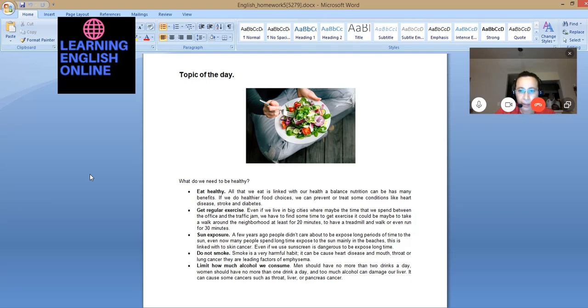Sun exposure. A few years ago, people didn't care about being exposed for long periods of time to the sun. Even now, many people spend a long time exposed to the sun, mainly at the beaches. This is linked with skin cancer. Even if we use sunscreen, it's dangerous to be exposed for a long time.